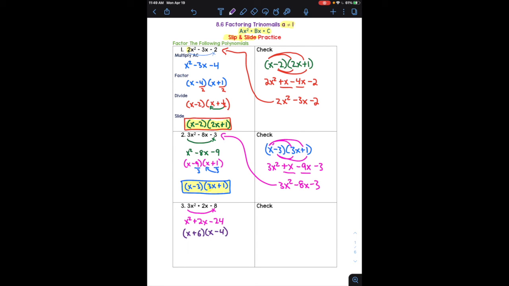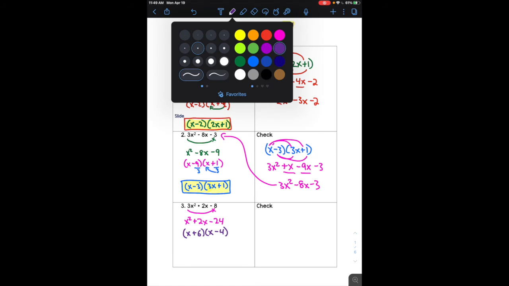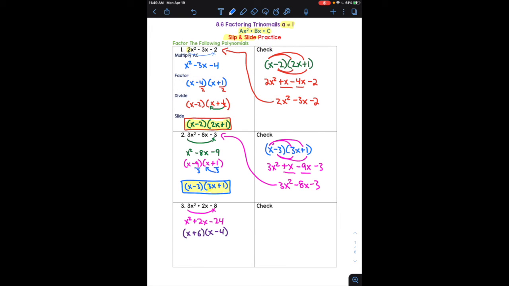Since 6 times negative 4 is negative 24, and adding will give us 2. 6 plus negative 4 is 2. Since in the first step we multiplied by 3, our next step will be to divide by 3. Simplifying if we can, 6 divided by 3 is 2. And if we can't, like the fraction 4/3, we'll slide the denominator up to the front to give us our second factor of 3x minus 4.